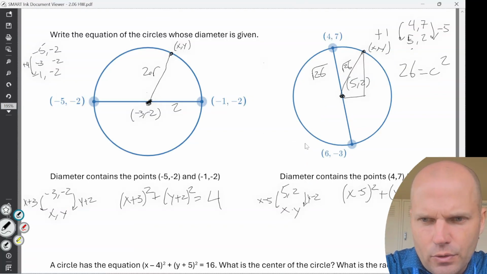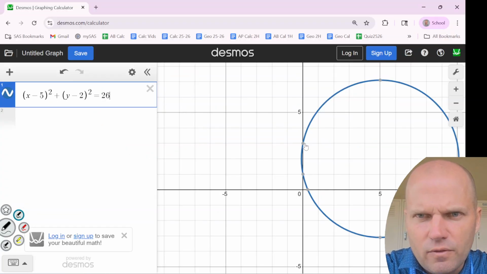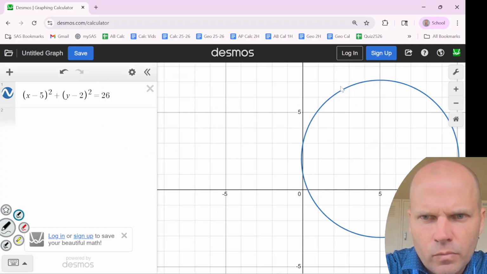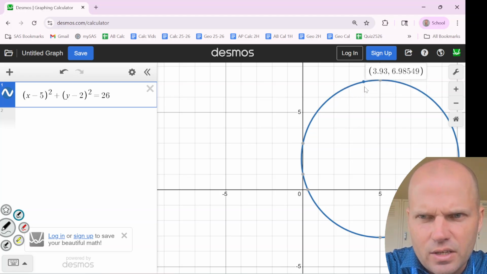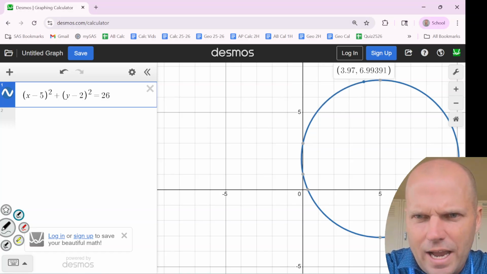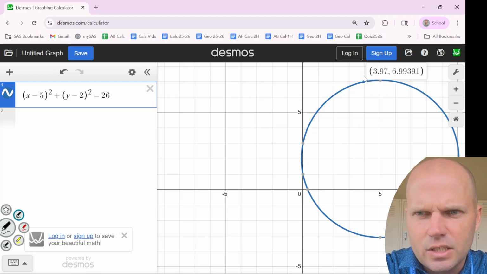I can see the point (0, 3). That's nice. But I'm looking for the point (4, 7). So (4, 7) is on the circle. I'm kind of clicking on the circle and dragging to see if we can find it. I'm wondering if there's an ability to trace.